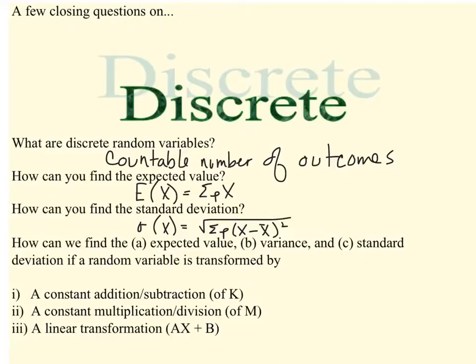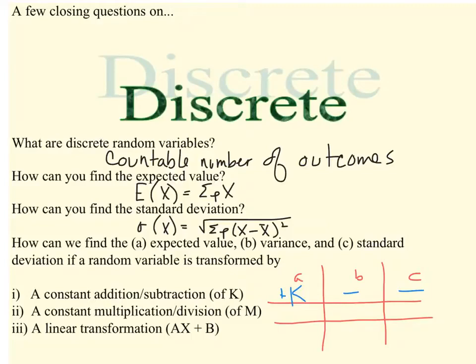How can we find the expected value, variance, and standard deviation if a random variable is transformed? Here's how I'm going to write this down. I'm going to write A, B, and C, just like this. And we'll put our answers there. So if we add or subtract something, what do we do to the expected value? Well, we do exactly what it said. We add or subtract. I gave it the number k here. How does that change the variance and standard deviation? It doesn't. Nothing changes. They would remain the same.